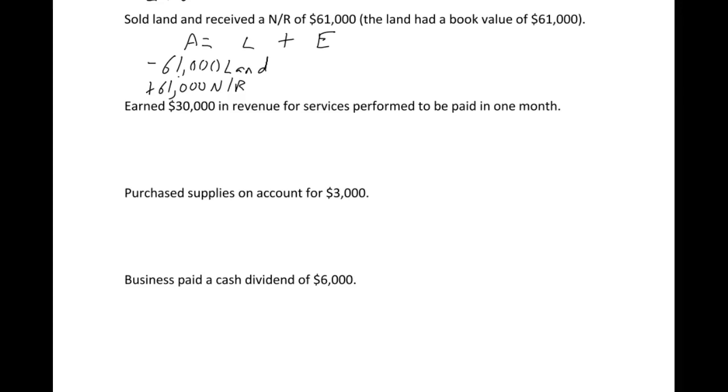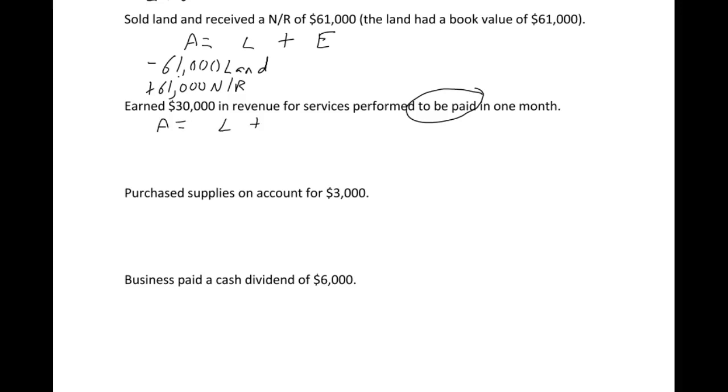All right, the next thing is we earned 30,000 in revenue for services performed, to be paid in 1 month. A couple of key terms. Whenever you're looking at transactions, notice it says to be paid. That means we did some work for somebody, which is revenue to us. However, they haven't paid us yet. We will bill them and they will pay us in a month. Keep that in mind here.